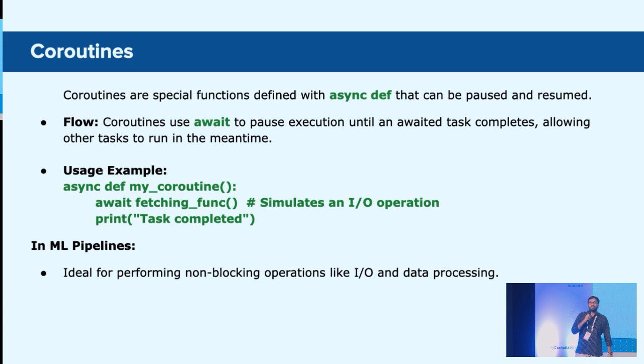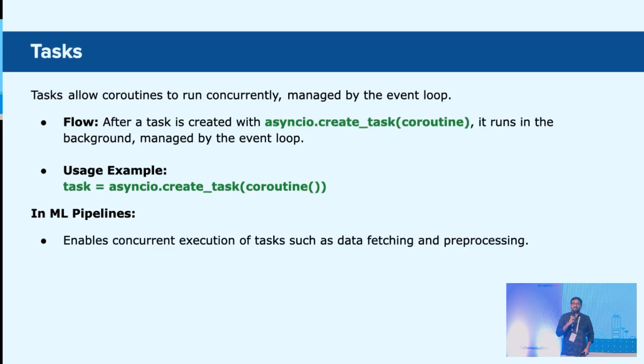We heard about coroutines in the previous slides. So what are coroutines, which the event loop manages? Any function defined with the async keyword is a coroutine. These are special functions which Python supports, and we can use the await keyword to pause their execution until a task completes. That's more about coroutines, which are used by event loops. And tasks are nothing but coroutines which are created with the create task command. It allows the coroutines to run concurrently, and again, it's totally managed by the event loop.